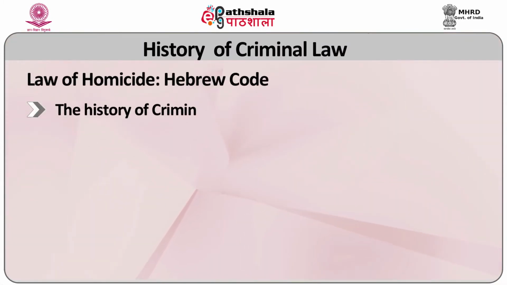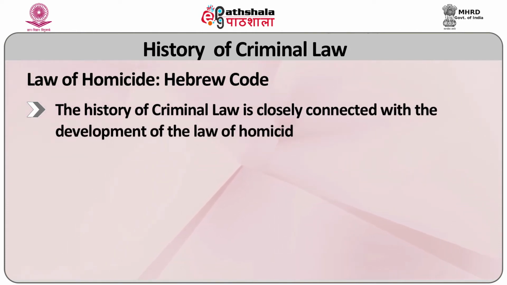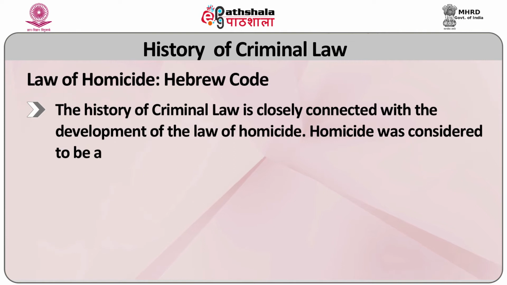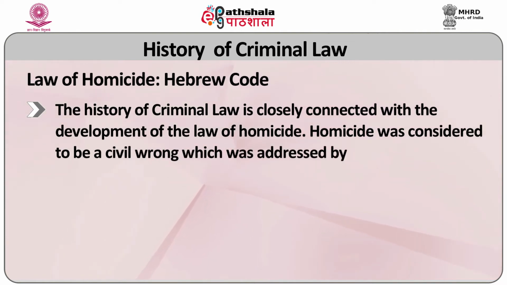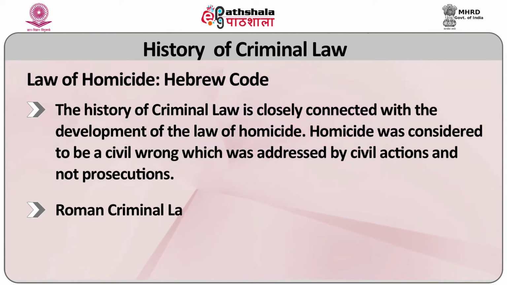The history of criminal law is enchanting and is closely connected with the development of the law of homicide. Homicide was considered to be a civil wrong initially, which was addressed by civil actions and not prosecutions. Intentional homicide was punished by death and confiscation of goods. Isn't it interesting to understand how homicide was considered to be a civil wrong initially?